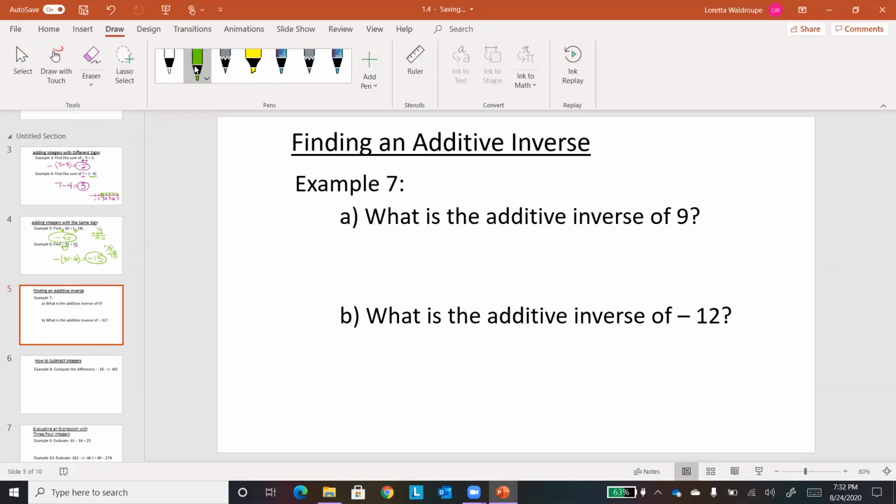Okay. Additive inverse is just another way of saying the opposite. So the opposite of 9 is negative 9. The opposite of negative 12 is a positive 12. So the additive inverse is just changing the sign and keeping the number the same.